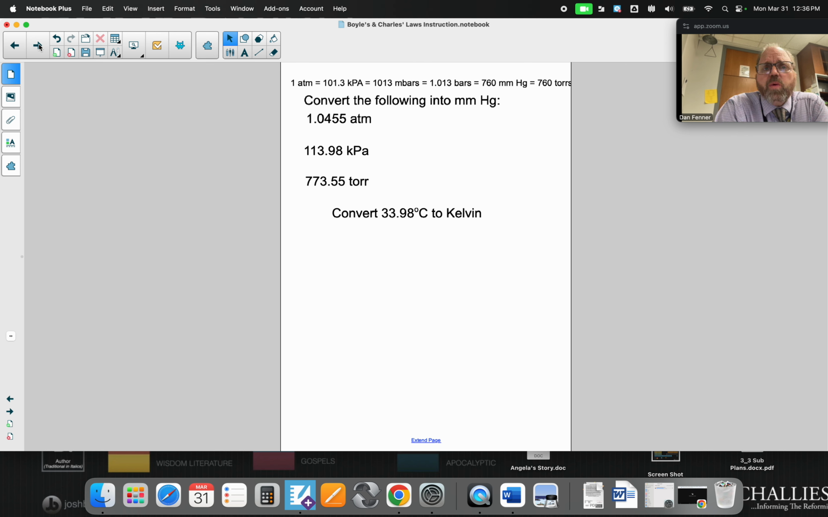So here are all my equalities. If I'm doing 1.0455 atmospheres and I want to go to millimeters of mercury, my fraction is going to be 760 millimeters of mercury per atmosphere. These are the only two units I need to worry about. Atmosphere goes on the bottom, 760 on top. Atmospheres will cross out, leaving millimeters of mercury. For sig figs, I have 5 there, and infinite for the equality, so the least number is going to be 5.